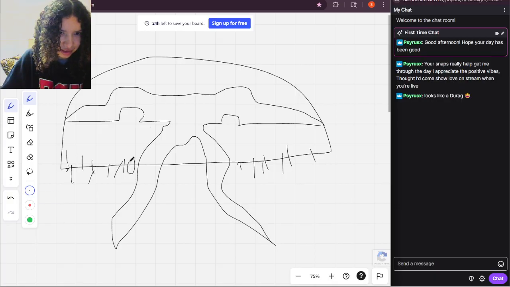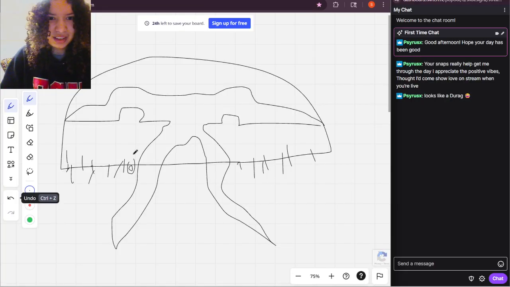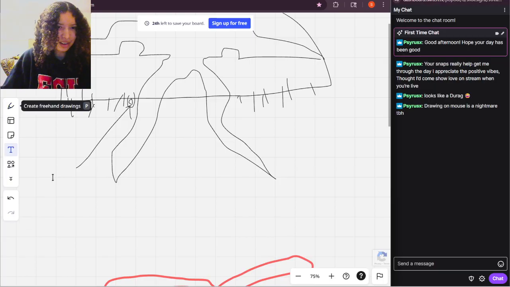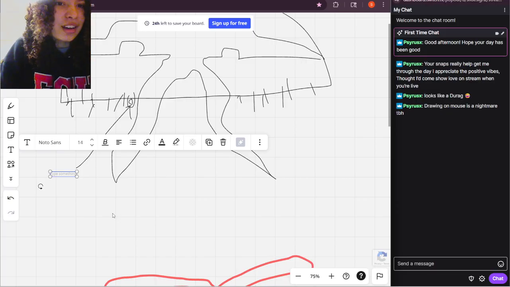Okay, and then down here it has this thing. Small bulbous structures called rhopalia are located along the edge of the bell. So this is supposed to be rhopalia. I hate drawing on a mouse. I'm not that good at drawing in general. I'm much better on paper than on here, but it is kind of fun.